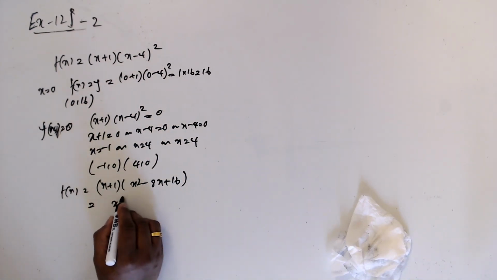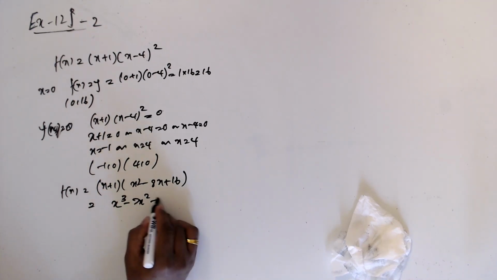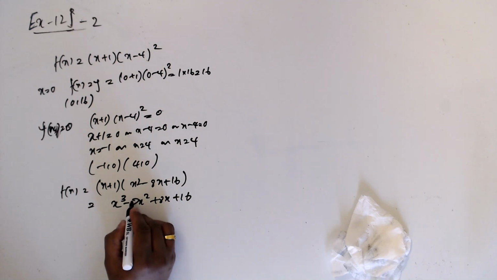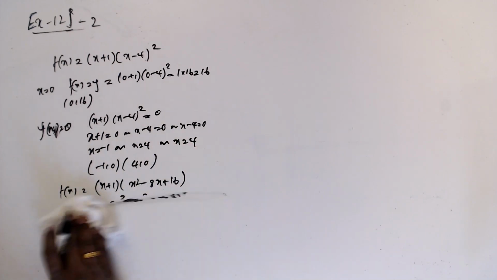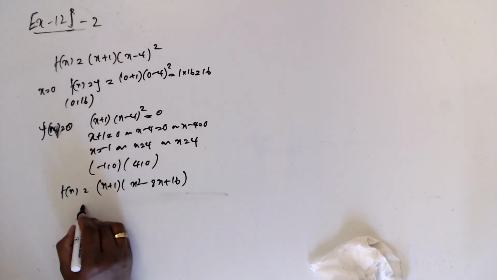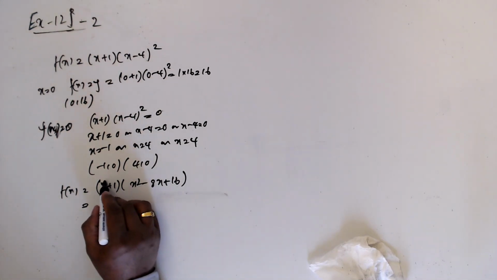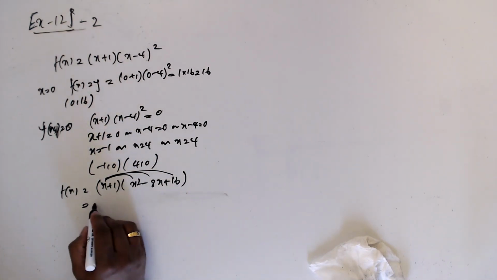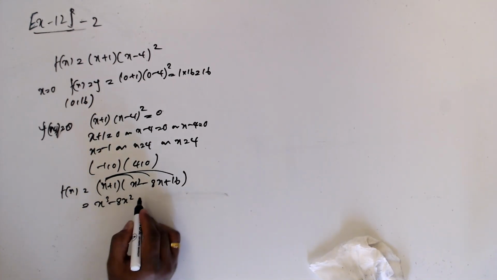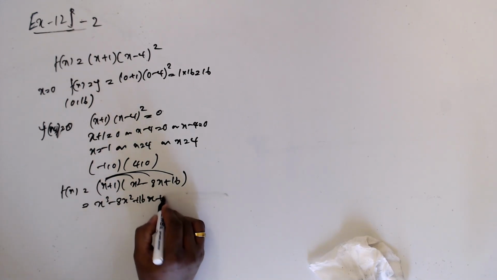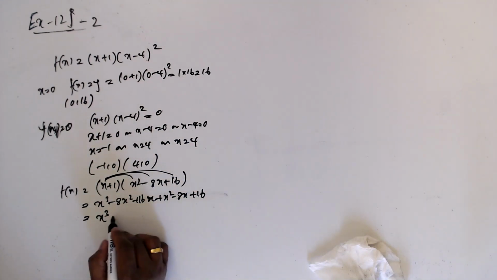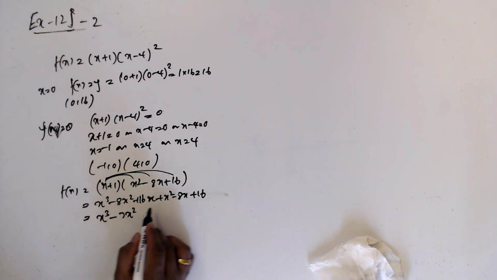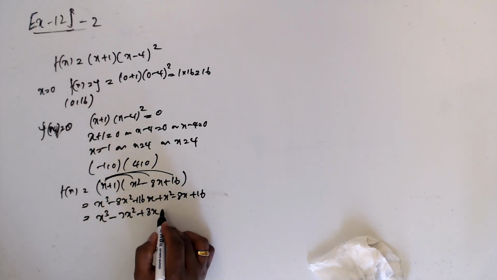When you simplify, you will get x cubed minus 7x squared plus 8x plus 16. Okay, let's work it out. We multiply everything by x: x cubed minus 8x squared plus 16x. Then multiply by 1: x squared minus 8x plus 16. So this is x cubed minus 7x squared plus 8x plus 16.